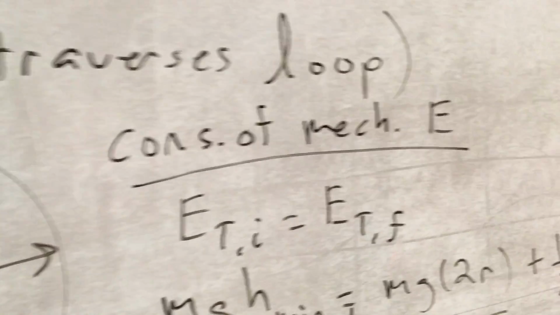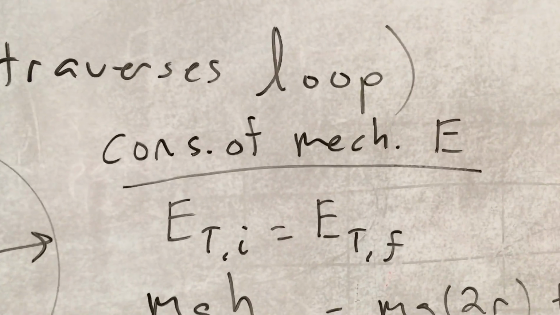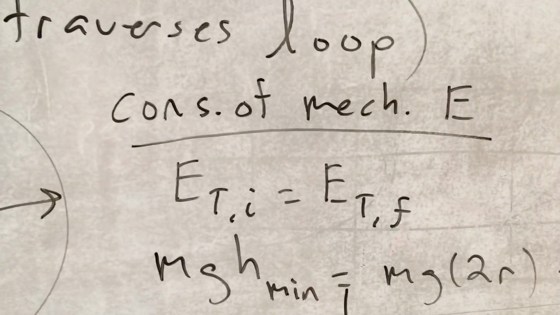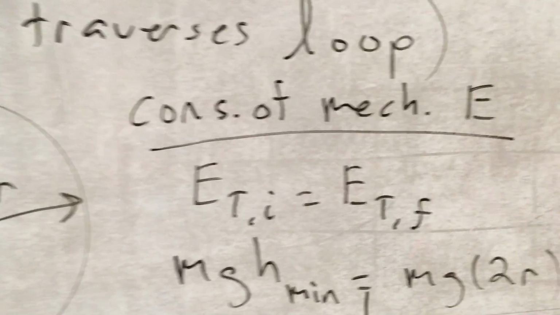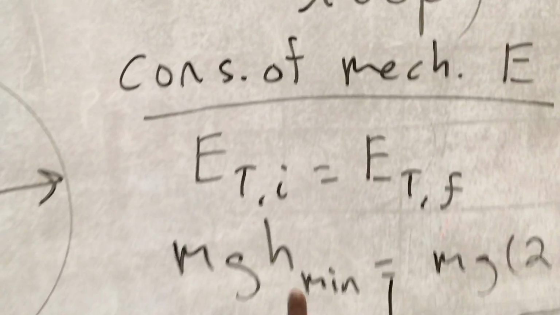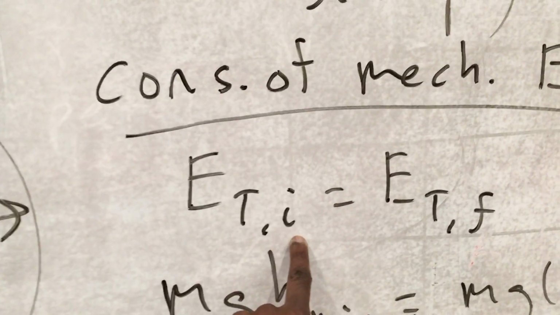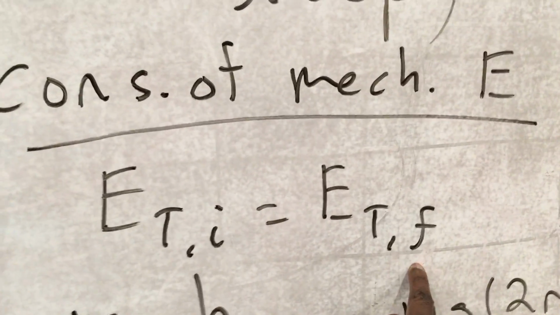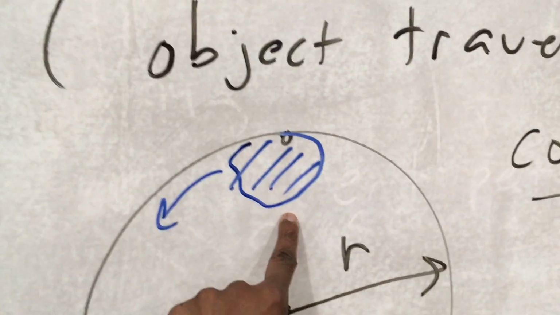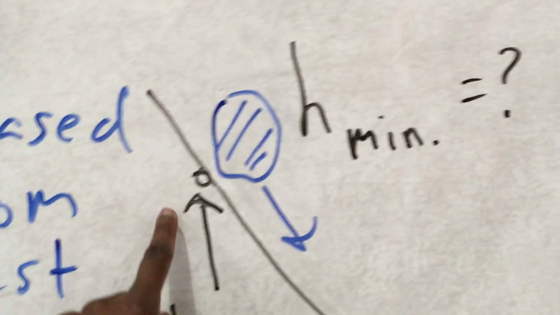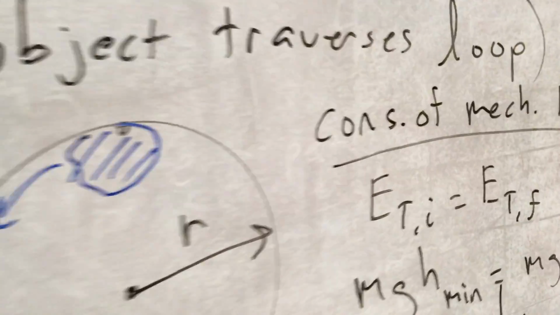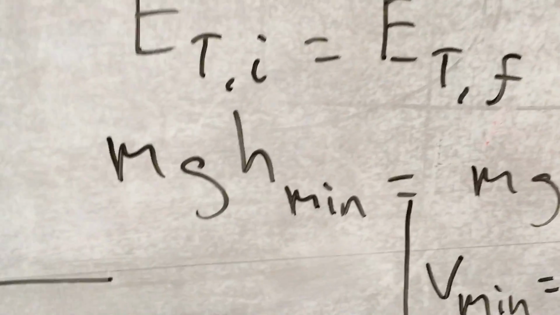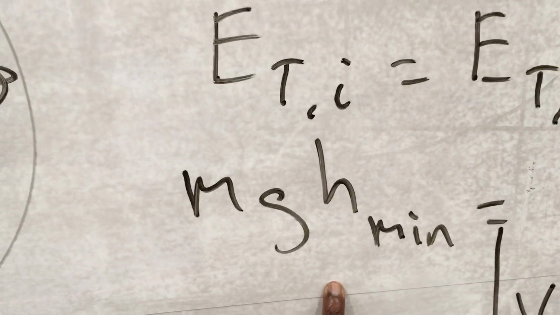All right, I'll remind you of conservation of mechanical energy. If there aren't any forces that diminish the energy in the system, for example, friction, then the initial total energy should be the same as the final total energy. That is, the energy of the object at the top of the loop should be the same as the energy when it's released from rest. And the energy released from rest is all potential energy.